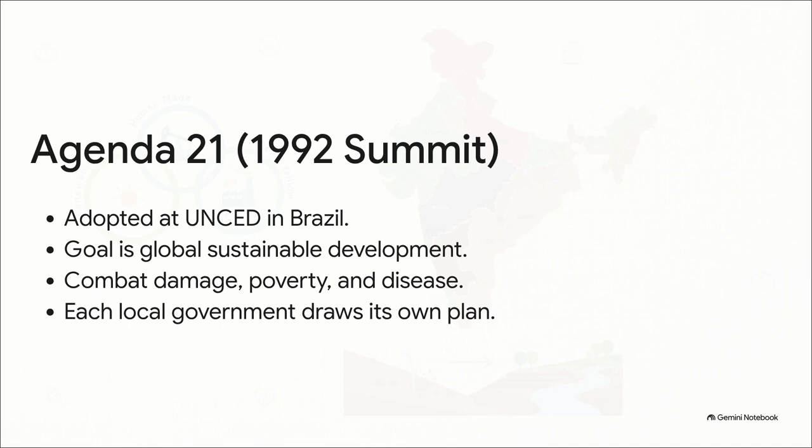But honestly, the smartest part of Agenda 21? It recognized that global problems need local solutions. It actually mandated that every single local government should draft its own localized Agenda 21 to fit its specific on-the-ground needs.